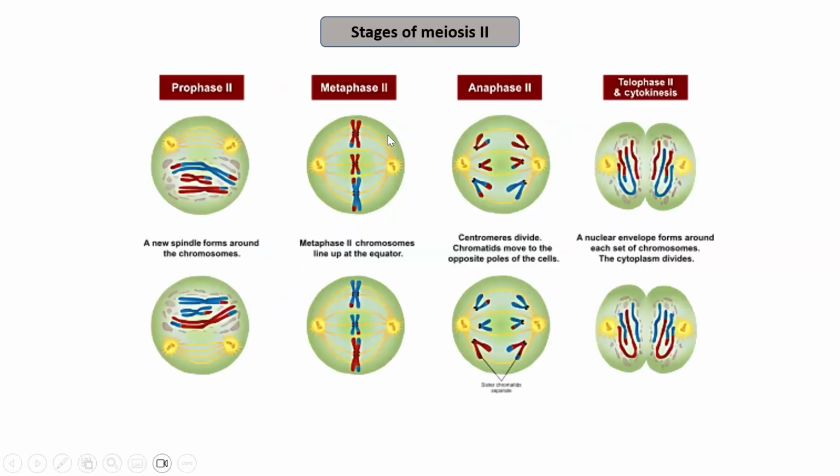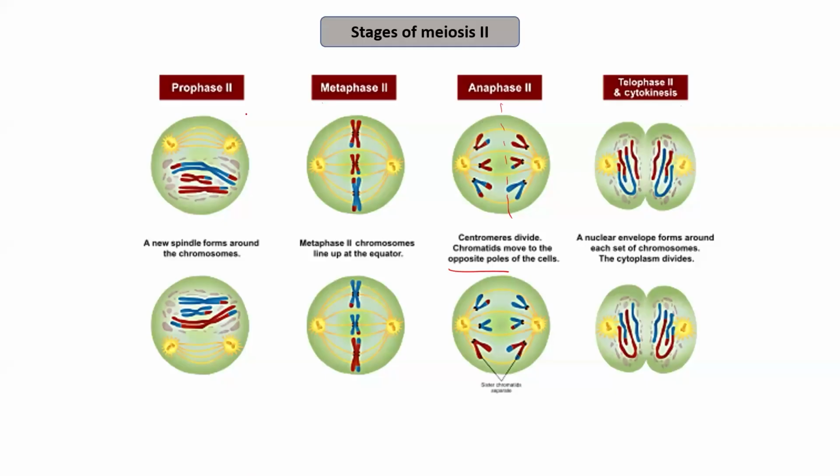So these are the stages of meiosis 2, which start with prophase 2, followed by metaphase 2, anaphase 2, and cytokinesis. So in meiosis 2, these are the 4 different stages: prophase 2, then metaphase 2, anaphase 2, and telophase 2, and cytokinesis.